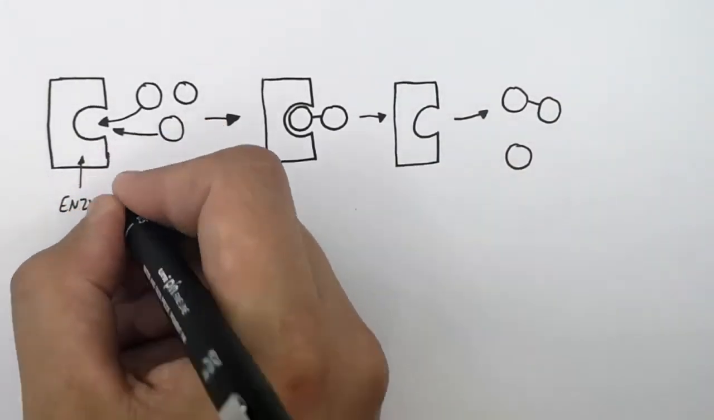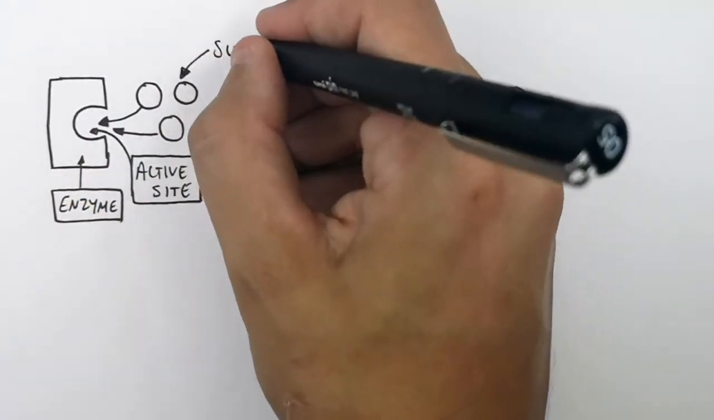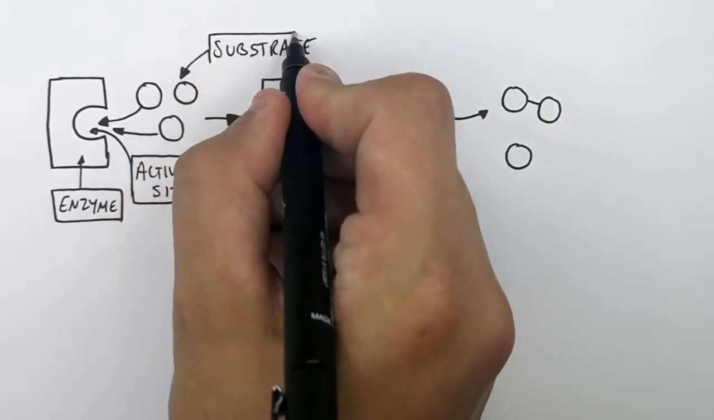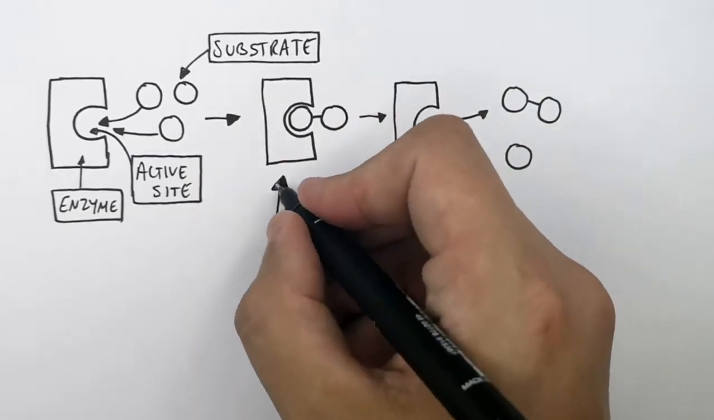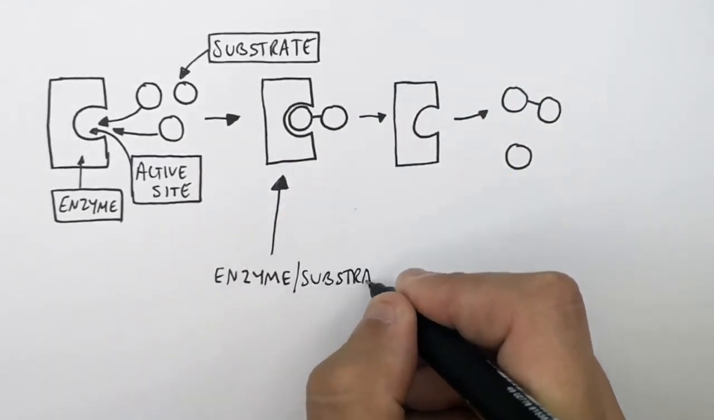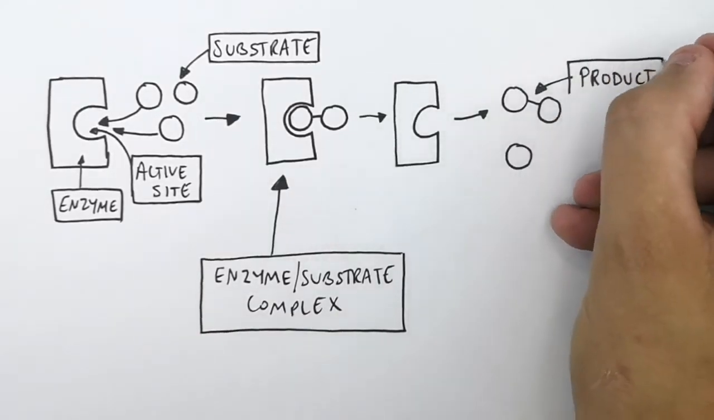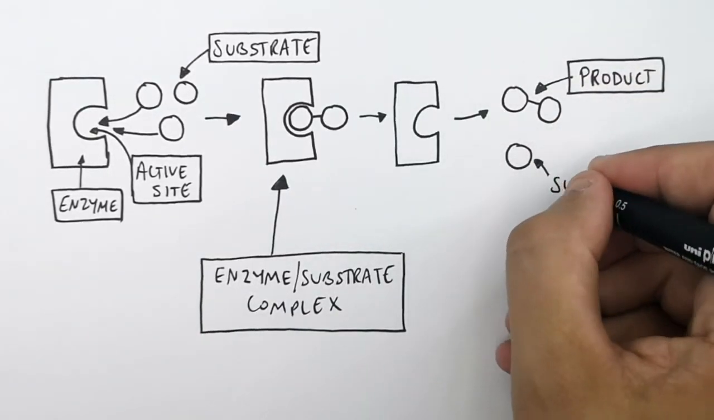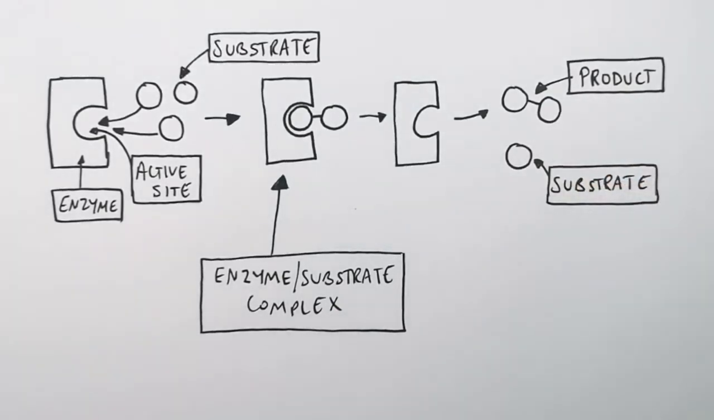So this is the enzyme. This is the active site of the enzyme. These are the substrate molecules. So these are the substrate molecules that bind the active site of the enzyme, which then form the enzyme substrate complex. And this here is the product, what is made. And this is still the substrate because it hasn't been changed into a different product.